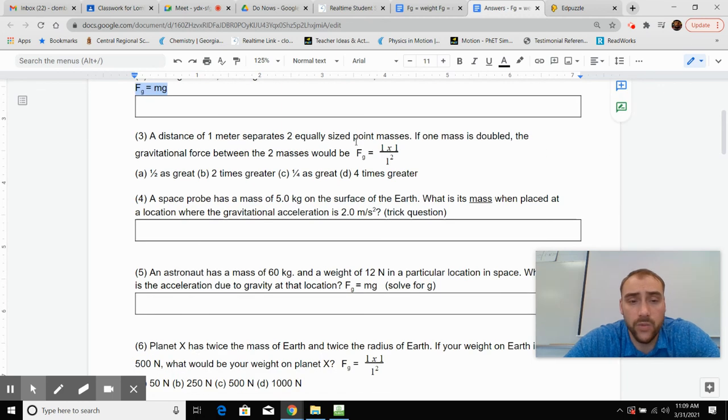Here you have a distance of 1 meter separates 2 equal size masses. Okay, great. Now they're just asking, if one of the masses is doubled, what happens to the force between them? So one of our masses up top, it doesn't matter where, we're going to make it a 2 instead of a 1. Leave the other one a 1 because they didn't tell us we're changing both of them. Then divided by the distance. Did we change the distance at all? Increase or decrease? No, so it stays a 1. D is squared in the equation. 2 times 1 is 2. Divided by 1 squared, which is just 1, which is 2, so it's 2 times greater.